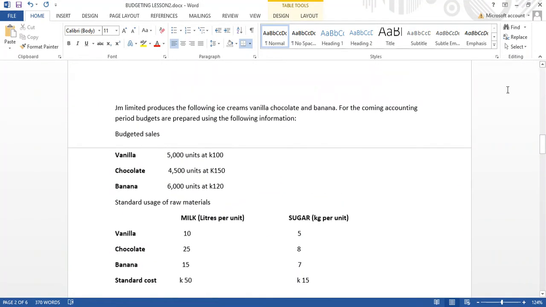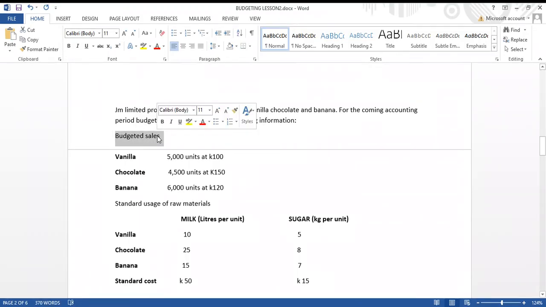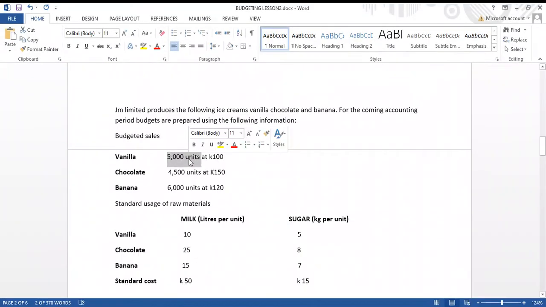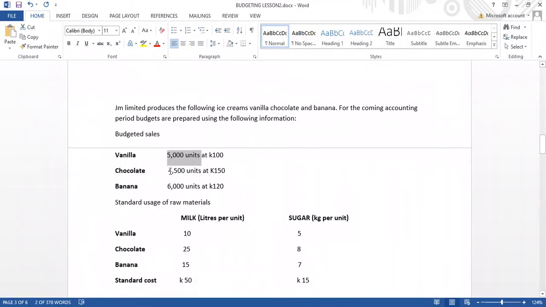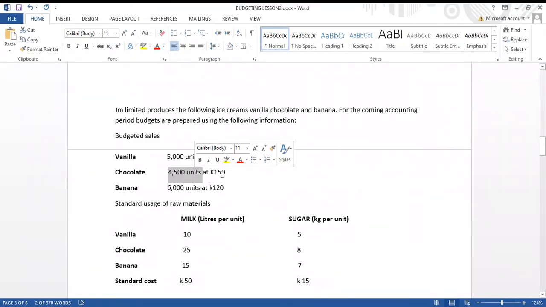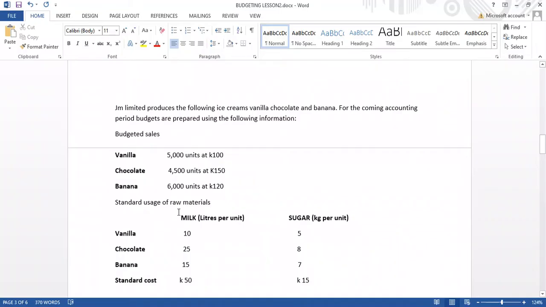Right, it says JM Limited produces the following ice creams: vanilla, chocolate, and banana. For the coming accounting period, budgets are prepared using the following information. Budgeted sales: vanilla, we expect to sell 5,000 units at 100 kwacha each. Chocolate, we expect to sell 4,500 units at 150 kwacha each. Banana, 6,000 units at 120 kwacha each.